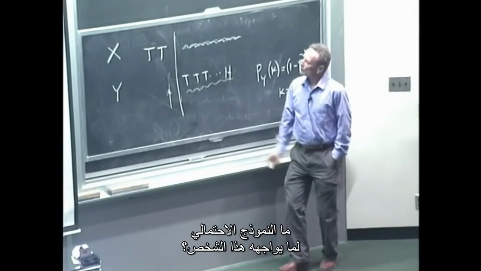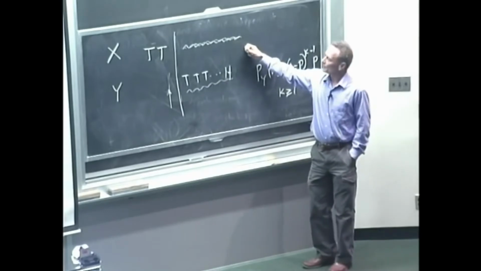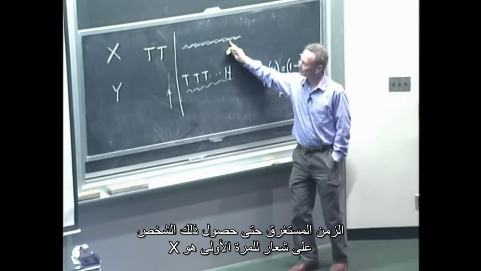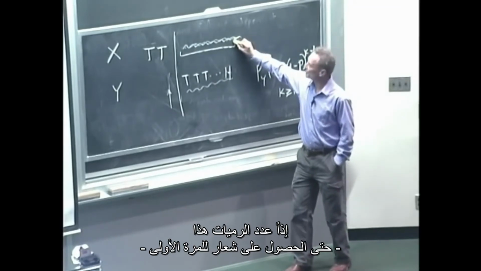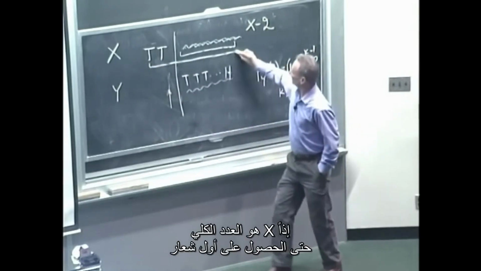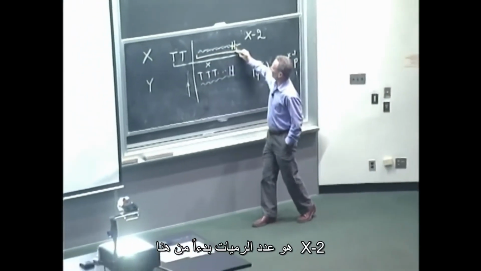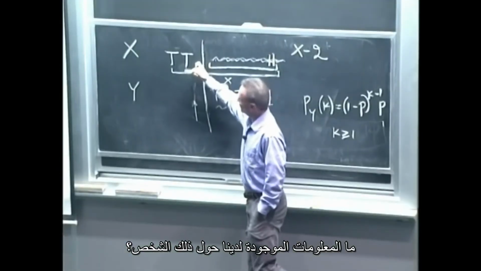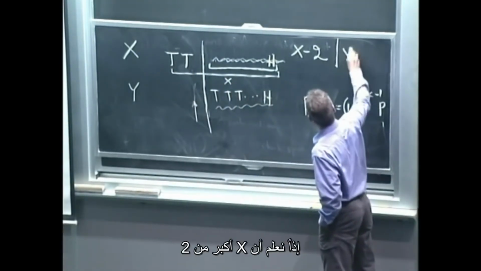Okay. Now, what's the probabilistic model of what this person is facing? The time until that person obtains heads for the first time is x. So the number of flips until they obtain heads for the first time is going to be x minus 2. So x is the total number until the first head. X minus 2 is the number of flips starting from here. Now, what information do we have about that person? We have the information that their first two flips were tails, so we're given the information that x was bigger than 2.